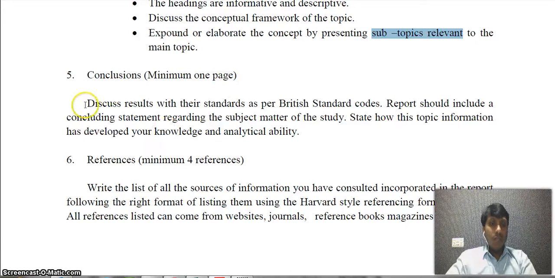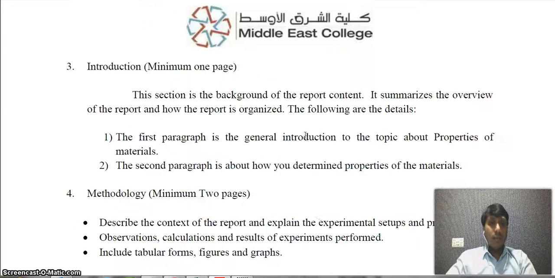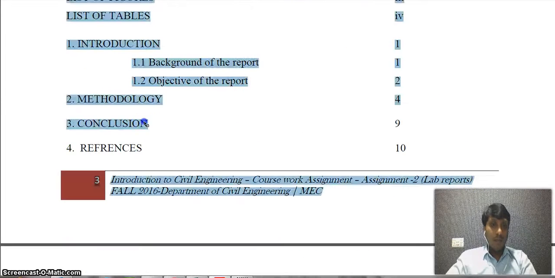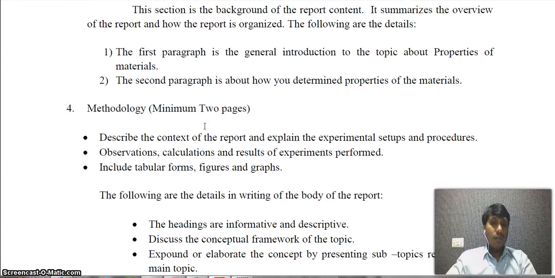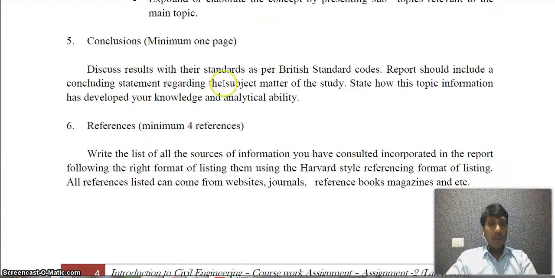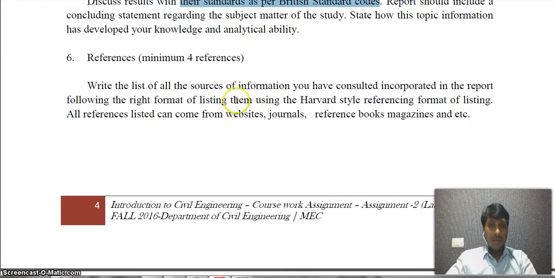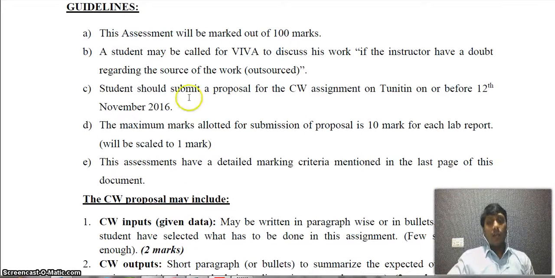Conclusion. All of you know how to write the conclusion, so write separate conclusions. Like if the conclusion is 3, then 3.1 experiment 1 conclusion, 3.2 experiment 2, 3.3 experiment 3, 3.4 experiment number 4. Everywhere, results should be compared with British standard codes. The report should include a concluding statement regarding the subject matter of the study. For references, as I told you, use Harvard style references. Guidelines, again the same thing.